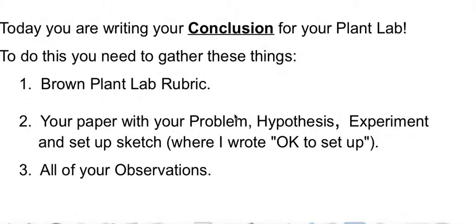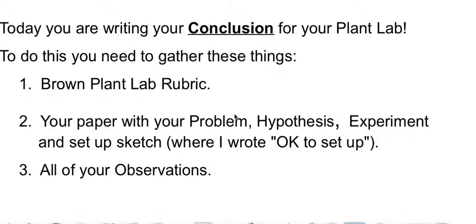Hello, 7th graders. Today we're going to be reminded how we're going to do our conclusion for our plant lab. To do this, we actually need to gather up three things. First, your brown plant lab rubric. That should be in your plant folder with all of your plant things. Second, your paper with your problem, hypothesis, experiment, and setup sketch. This is the one where I wrote OK to set up on the bottom of that paper.